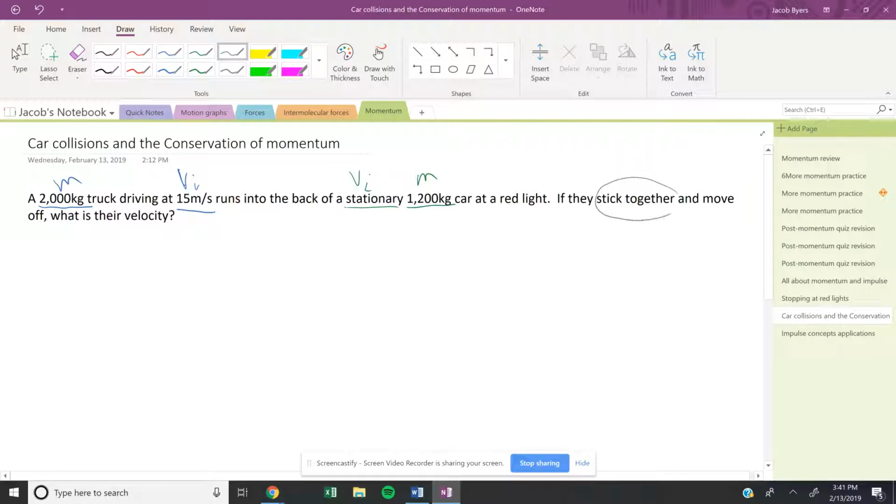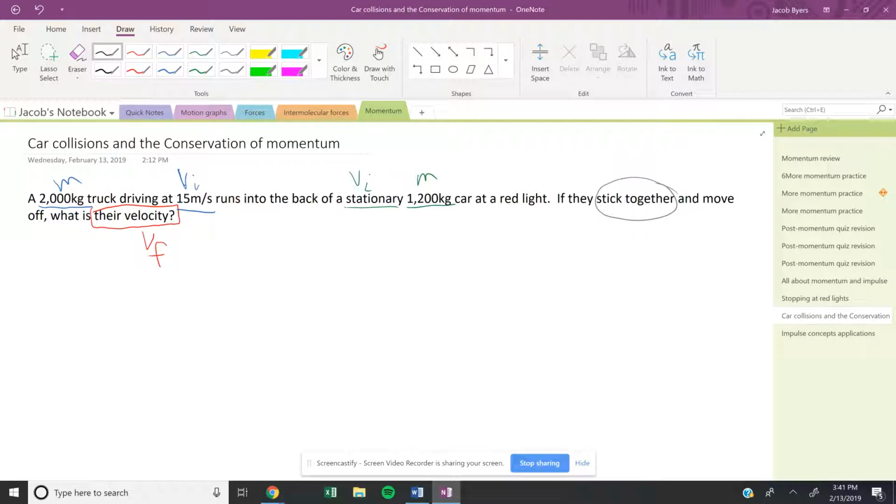I'm just going to stick that there. That's important. We're going to need to know that in a second. And then what is their velocity? And that is my final velocity. Well, why is there only one velocity? Notice it says their velocity and not the velocity of the truck or car, which means they're moving off together. Like we said, they're sticking together, so their velocity is going to be the same.